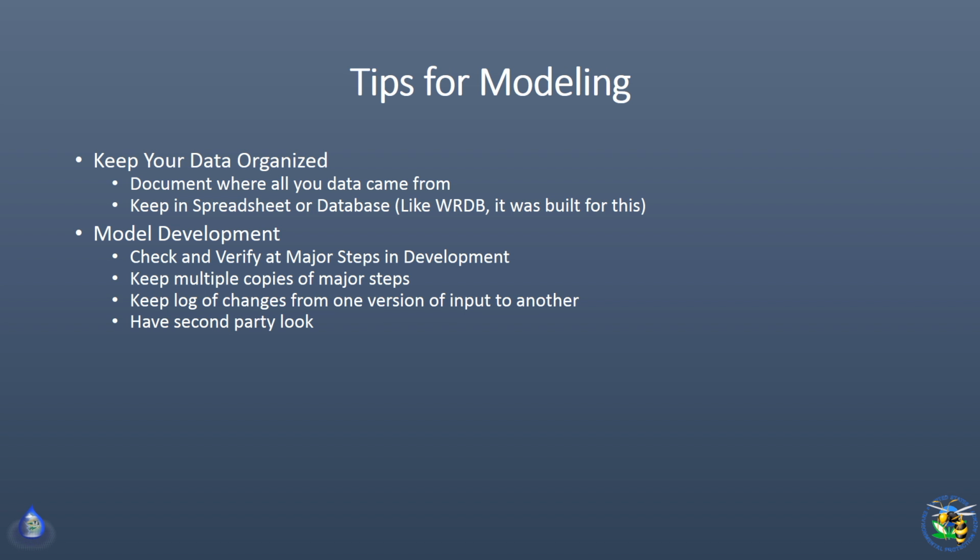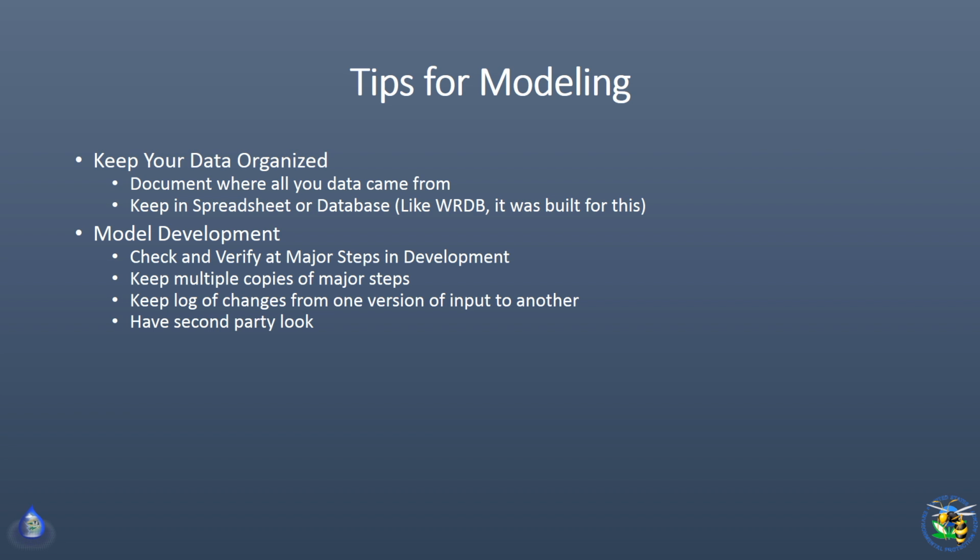The model development process is an iterative process, and you should check and verify at major steps in the development. One of the first checks you should do, once you build your model domain, your network, and your time domain, is run the model using a conservative substance just to make sure that everything is connected appropriately.